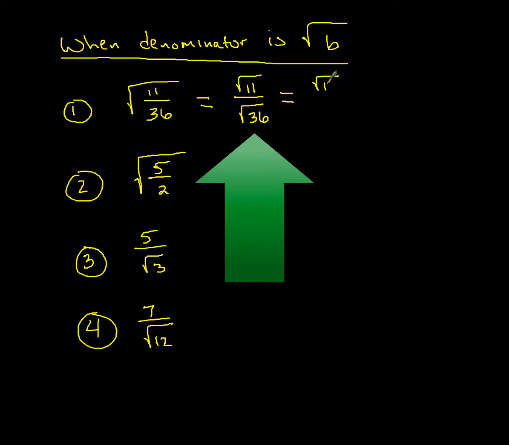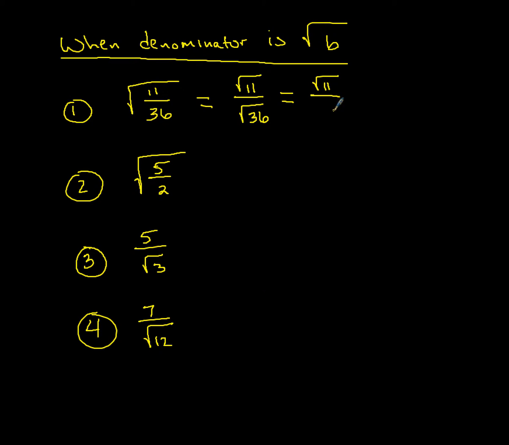So when you simplify that, you'll just get square root of 11, and then the square root of 36 is just 6. So we didn't even have to do anything on that one other than separate the numerator and the denominator and then simplify from there.